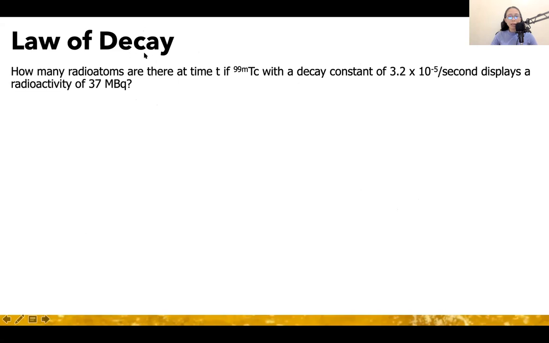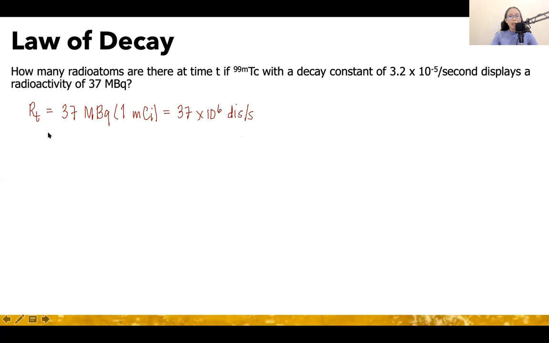So first, you must be able to recognize what megabecquerel means in terms of disintegrations per second. At the given point in time, we do not know N sub t, but we are actually given all of the information that we need to solve this problem. So we have 37 megabecquerel, or this is 1 millicurie. And in terms of disintegrations per second, this is equal to 37 times 10 raised to 6 disintegrations per second.